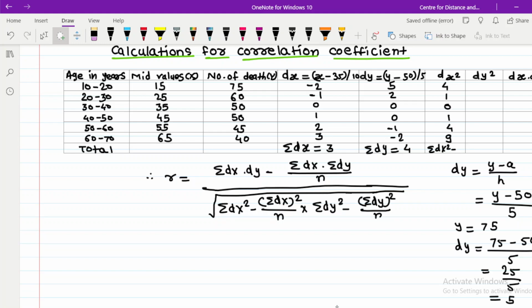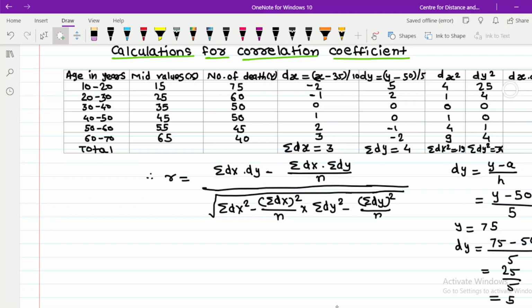Here summation dx square is equal to 4 plus 1 is 5, plus 1 is 6, 6 plus 4 is 10, 10 plus 9 is 19. Then dy square: 5 square is 25, 2 square is 4, 0 square is 0, 0 square is 0, minus 1 square is plus 1, and minus 2 square is 4. Then summation dy square is 25 plus 4 is 29, 29 plus 1 is 30, 30 plus 4 is 34.